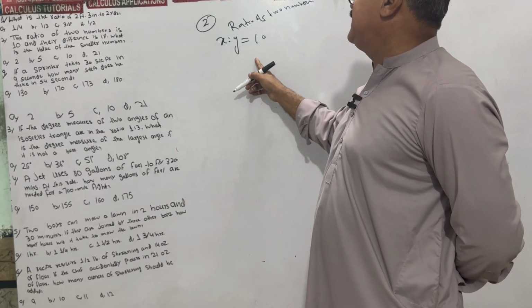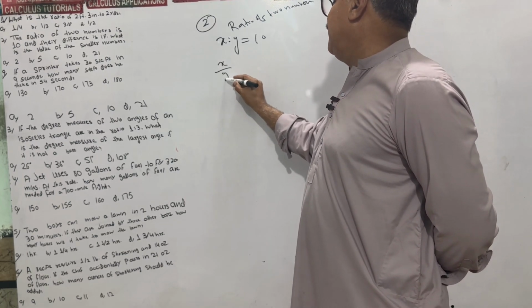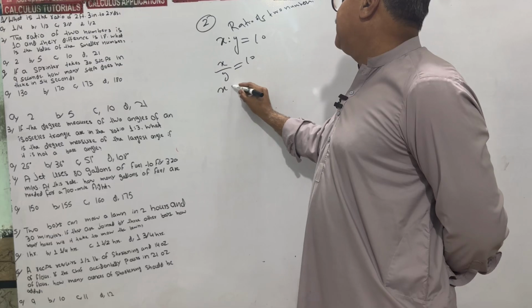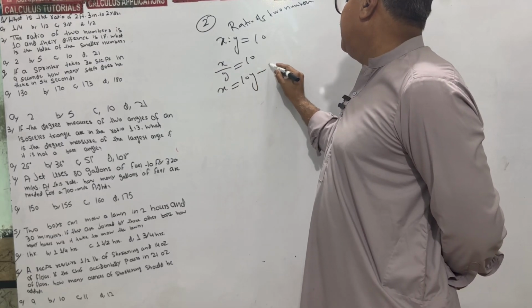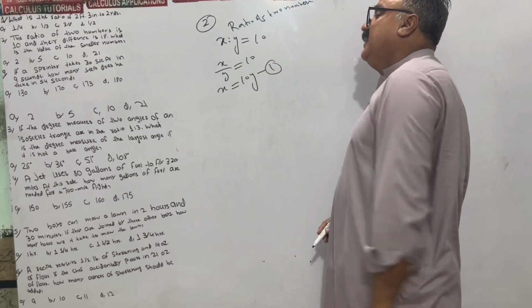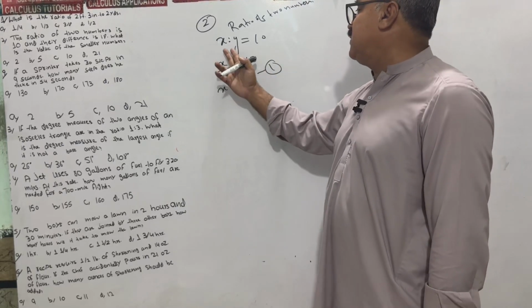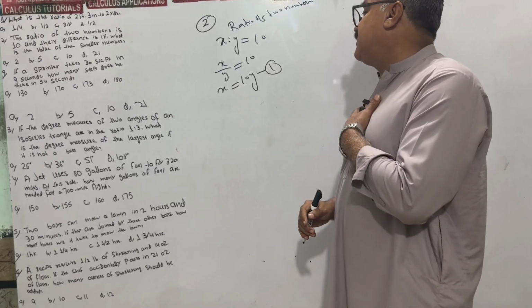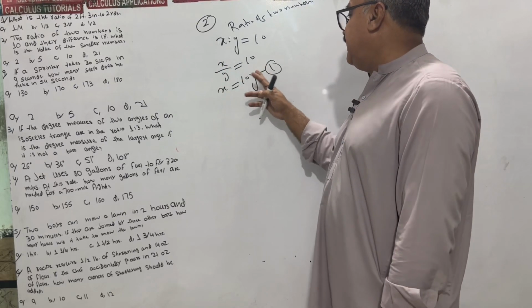Ratio of two numbers is 10. I can write x divided by y is equal to 10, or x is equal to 10 times y. Question 1: ratio of two numbers is 10. Suppose the required numbers are x and y. x divided by y is equal to 10, so x is equal to 10y.